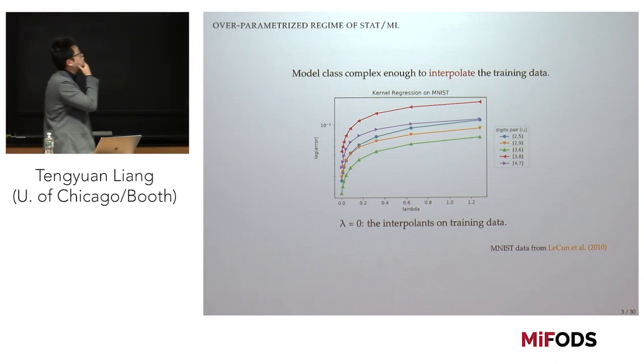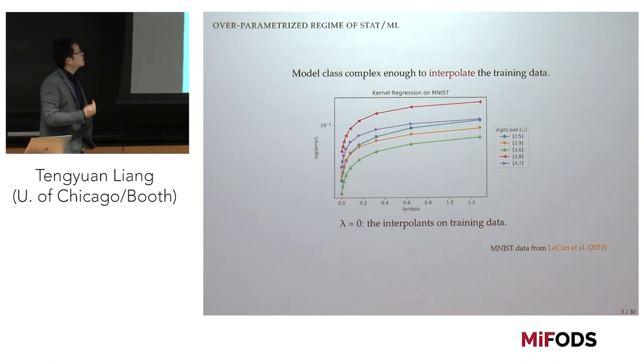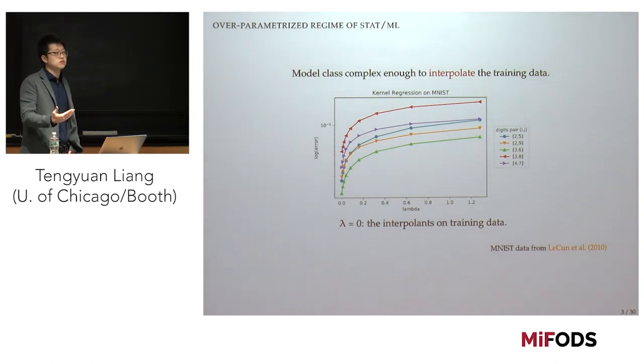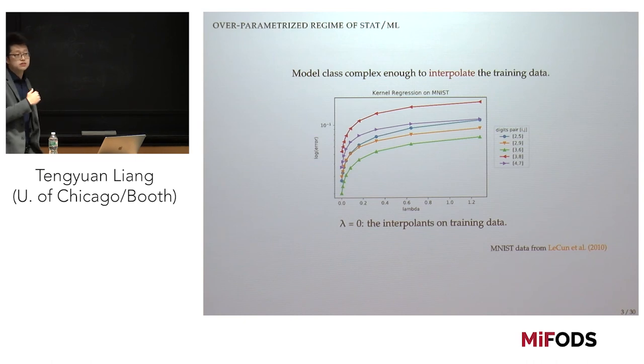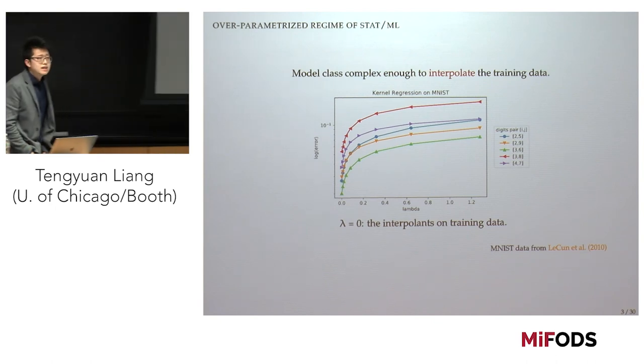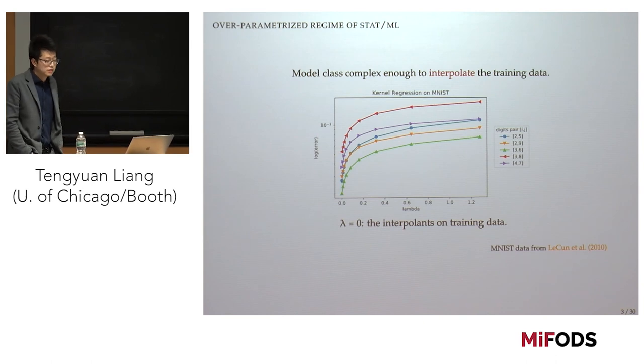Okay? So the over-parametrized regime is the following. The model class is complex enough to interpolate the training data, even when there is a significant amount of conditional noise. So Y could be very, very noisy, even conditioned on X. Even for pure random Y, somehow the model class is complex enough to interpolate such things. And it's an intriguing question to ask why such interpolated solutions could provide good statistical properties.